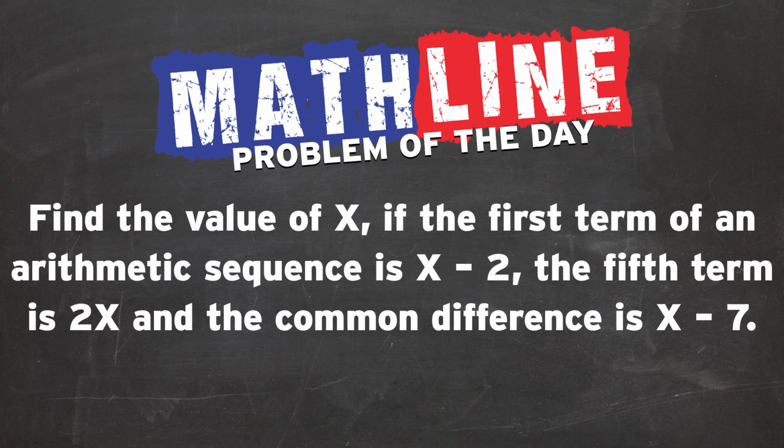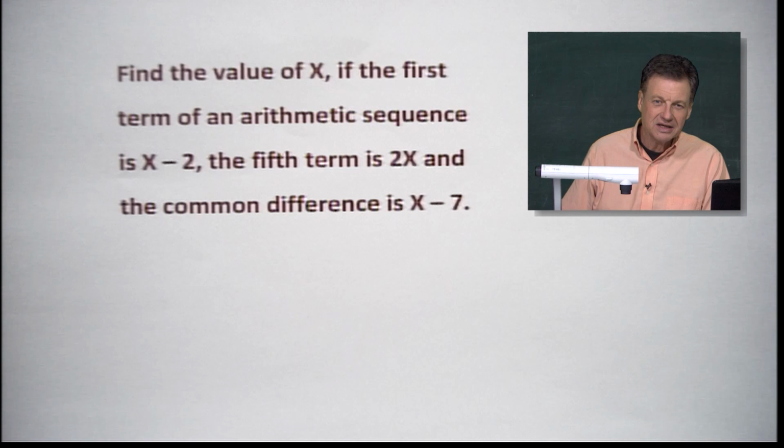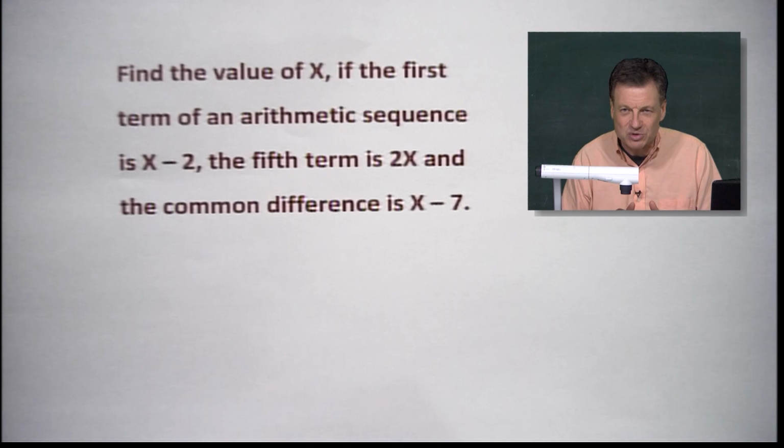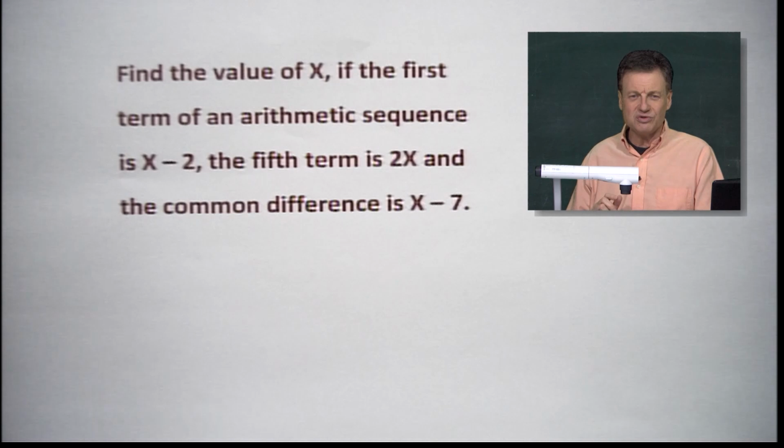It says, find the value of x. We've got a first term, a fifth term, and a common difference sort of given to us. All right, so let's take a look at how we're going to work this through. Now, one thing you've got to remember here is this time they didn't give you numbers, did they? Except one number, the fifth term. So, wow, let's see how we're going to work this one out. Everybody ready to put their hats on and think a little bit?